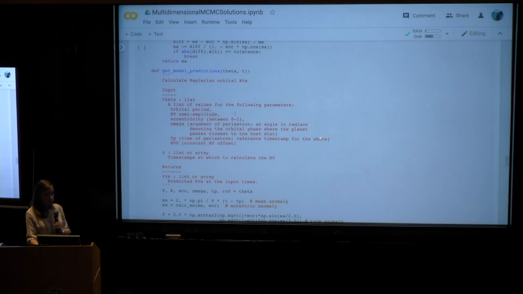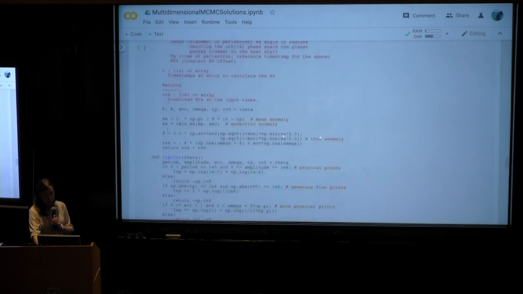And now we've increased the number of free parameters, and we've added some free parameters that are a little tricky to sample. So we now have eccentricity and an angle, the argument of periastron, that tells you what phase of the orbit the passage closest to the star is happening. And so these two parameters are very highly correlated with each other. They're also, omega is especially hard to sample because it is an angle.